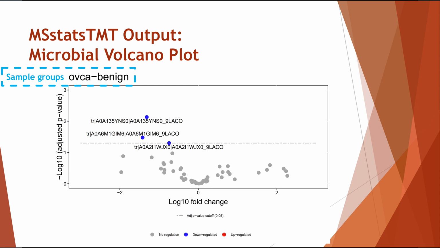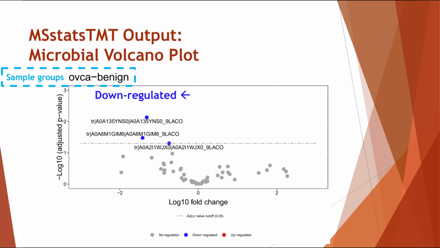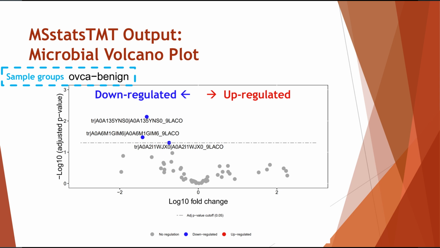Additionally, the data point color denotes any differential abundance between cases. The legend is also shown at the bottom of the plot. Gray represents no regulation. Then we have blue, which represents down regulation. We also have red, which represents up regulation.